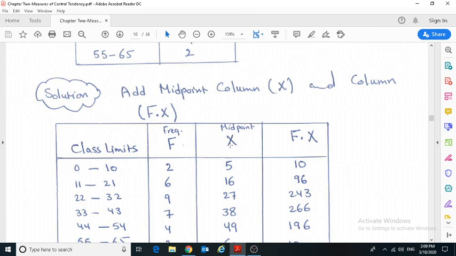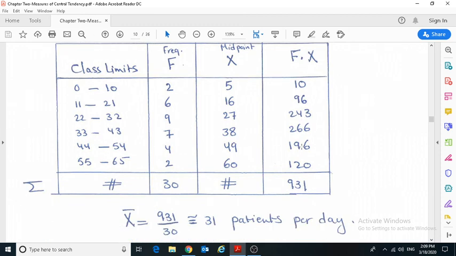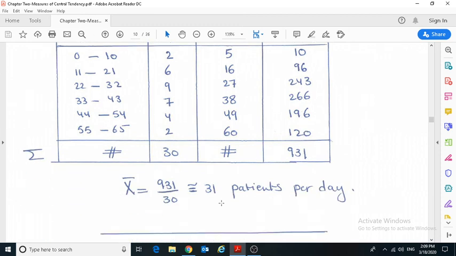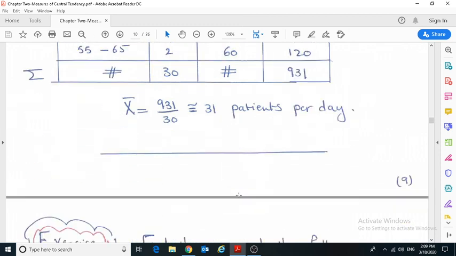There's a note: if they give you the midpoint in the question, you can add only the f multiplied by x. So calculate, and there will be 31 patients per day.